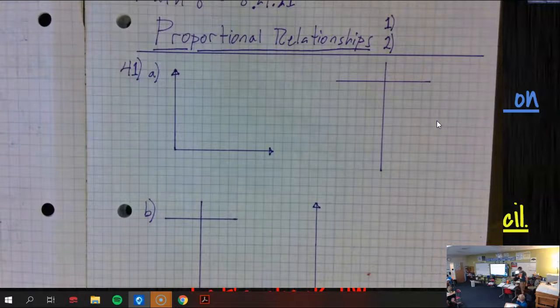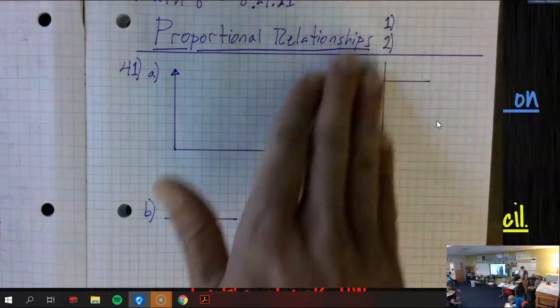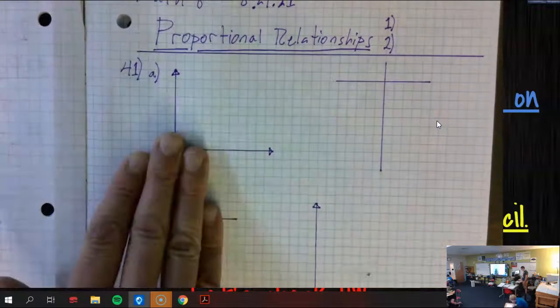For A, our situation is that Parvin often cleans dishes for her mother. If she can clean 17 plates every 10 minutes, how many plates could she clean in 20 minutes, 30 minutes, 40 minutes, 50 minutes, maybe an hour? That's what we're going to do. We're going to make a table of it, and then we're going to make a graph of it.